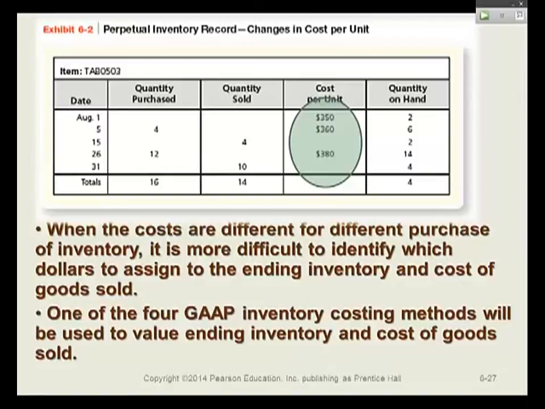So again, if we look at the allocation issue, and I want to keep going back to this, where we can use a cost of goods sold formula as well. So let me use a cost of goods sold formula this time. So your beginning inventory is going to be 2 units at 350. Then you had purchases. Make sure it's on there.